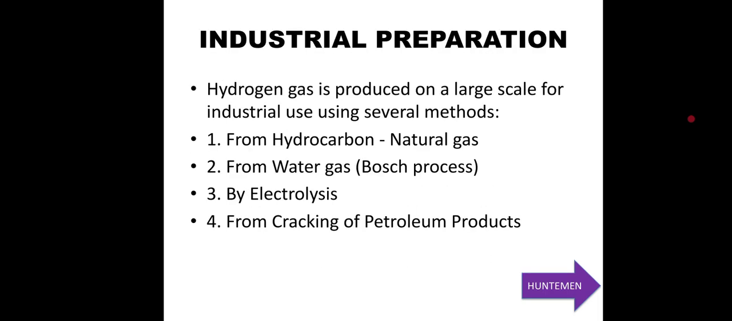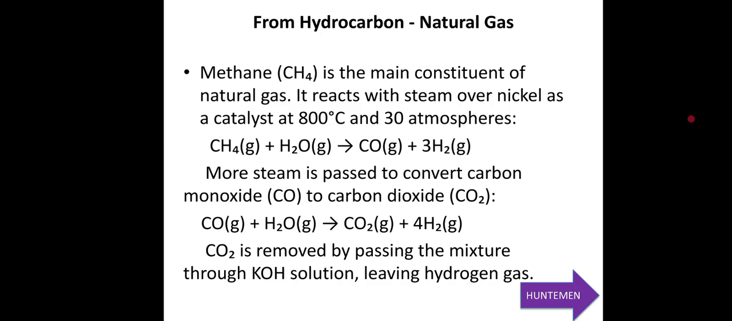All right. So industrial preparation: hydrogen gas is produced on a large scale for industrial use using several methods. Number one, we can generate hydrogen from hydrocarbons or natural gas. We can also generate hydrogen from water gas, that is the Bosch process. We can also produce hydrogen by electrolysis and from cracking of petroleum products. Let's check production of hydrogen from hydrocarbon.